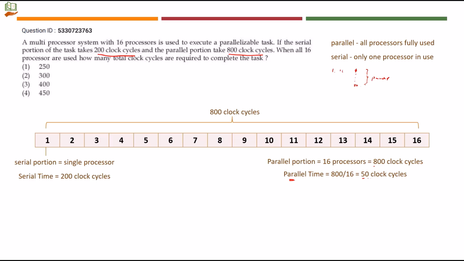Now we know the serial time is 200 clock cycles and the parallel time is 50 clock cycles. Now let's get into the question. How many total clock cycles are required to complete the task? The total clock cycles will be equal to the serial time plus the parallel time per processor. What is the serial time? It is 200 clock cycles. What is the parallel time per processor? It is 50 clock cycles. So on the whole, we'll have 250 clock cycles to complete the whole task. Option number 1, 250, will be the right answer.